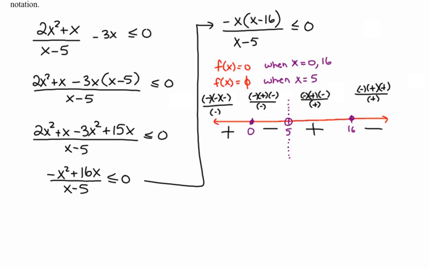So our solution is when our function is less than or equal to 0. So we want a negative. So our solution is here and here, between 0 and 5 and greater than 16.